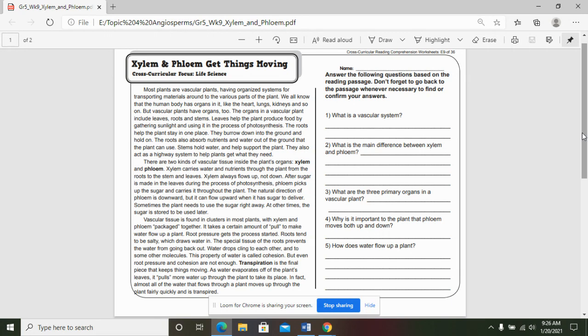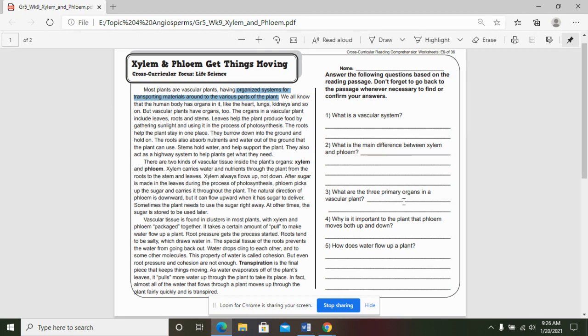So our first question is, what is a vascular system? So a vascular system is going to be an organized system for transporting materials to various parts of the plant. So I'm just going to highlight my answers for you.